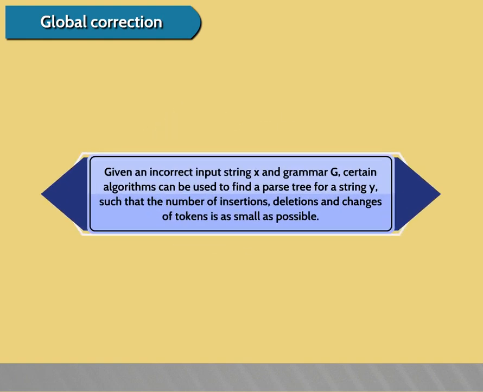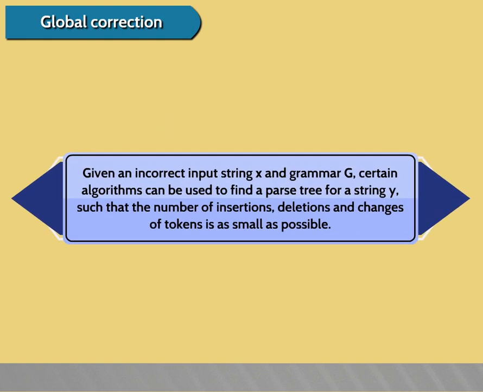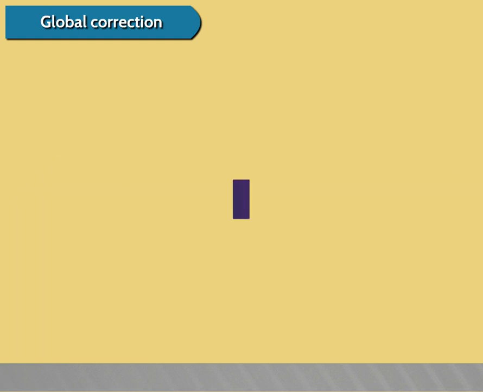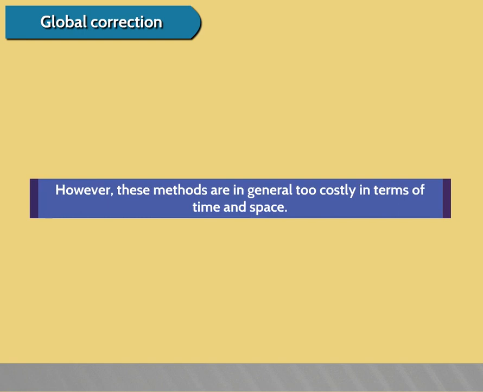Global correction. Given an incorrect input string X and grammar G, certain algorithms can be used to find a parse tree for a string Y such that the number of insertions, deletions, and changes of tokens is as small as possible. However, these methods are in general too costly in terms of time and space.